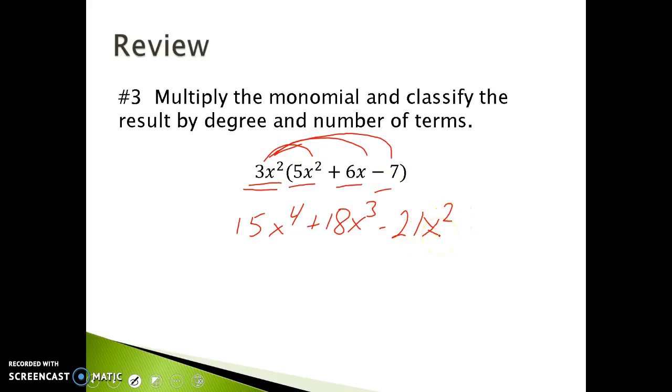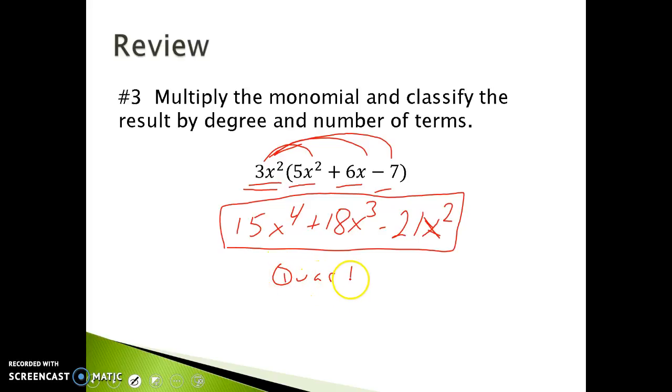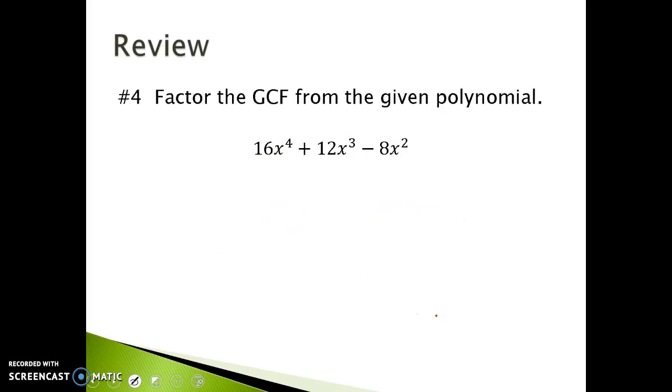And so I can't combine any of those because they're all different terms. And so my final answer is going to look like this. This is a quartic trinomial. Quartic because it's a 4th degree polynomial, and trinomial because there are 3 terms. Same time we were doing that, we started factoring the greatest common factor from a given polynomial.